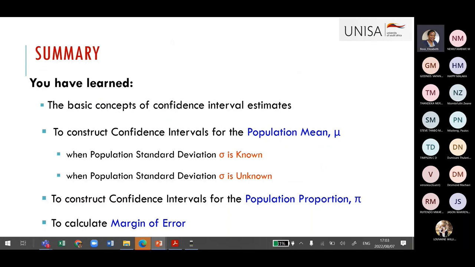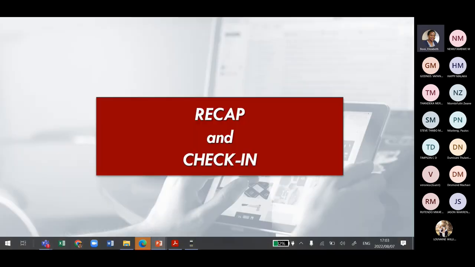In summary, you have learned the basic concepts of confidence intervals: how to construct confidence intervals when the population standard deviation is known and when it is unknown, and for the proportion. I've also given you a snippet on how to find the margin of error, which you would have calculated every time you calculated the confidence intervals, right? You can find that. And that is the end of the session for today.